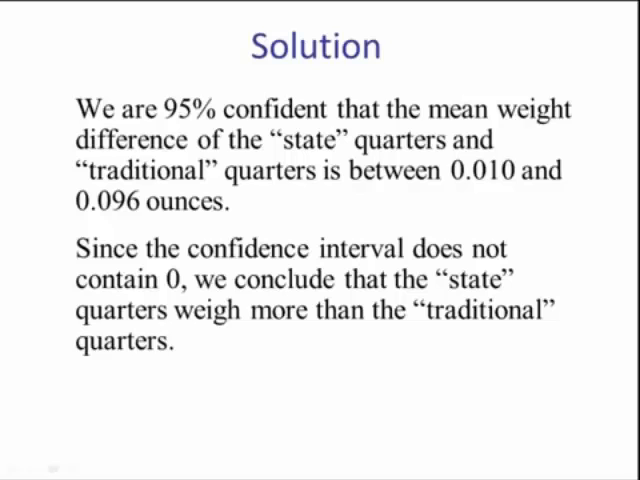So anytime that we do a confidence interval for the difference of two means and zero is in the confidence interval, then we say that there is not a statistically significant difference between the two means. If we do a confidence interval and the confidence interval does not contain zero, then we say that there is a statistically significant difference between the two means.